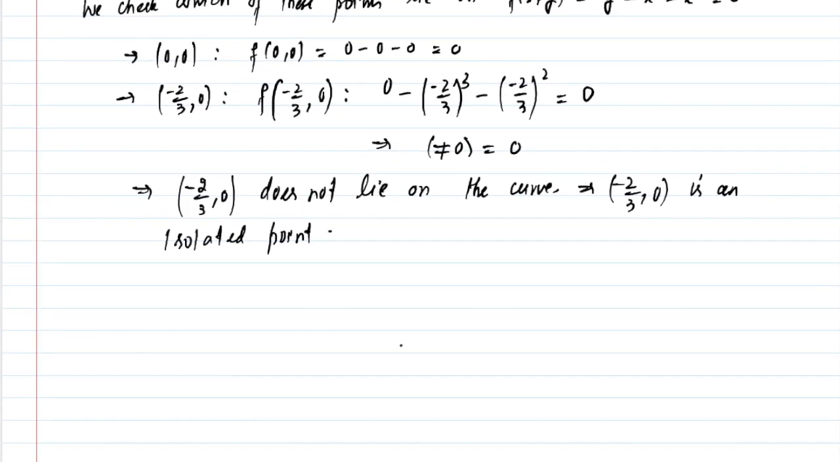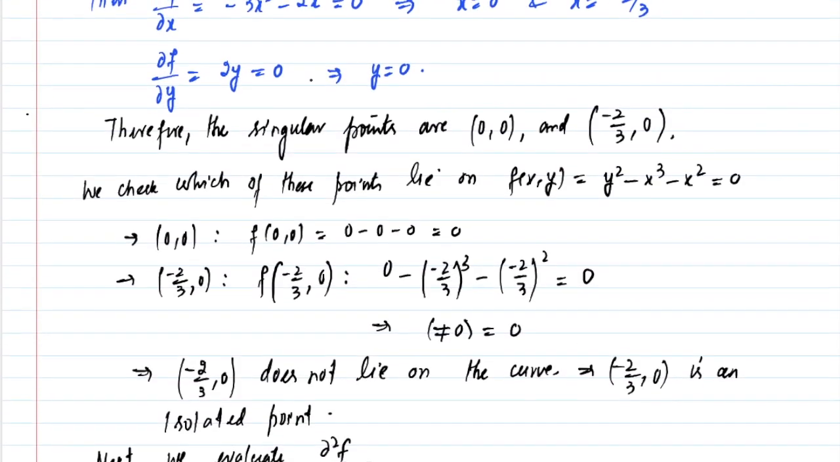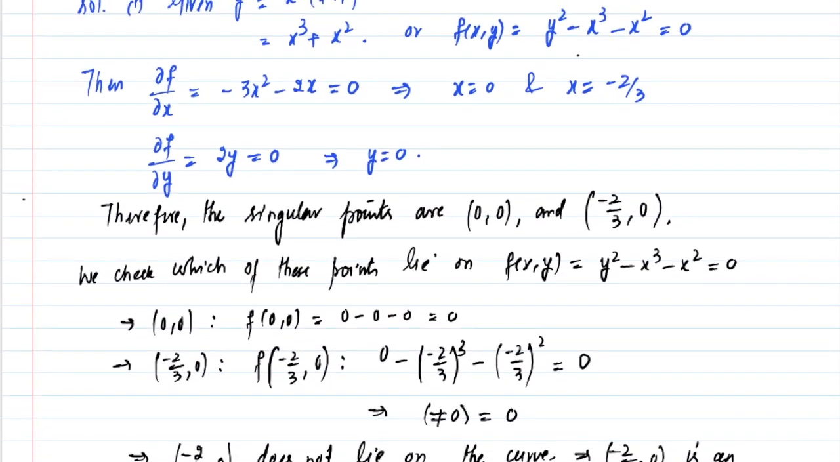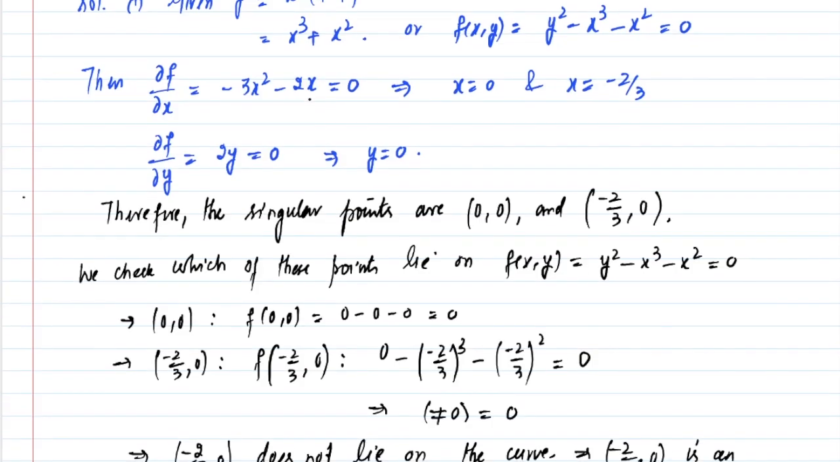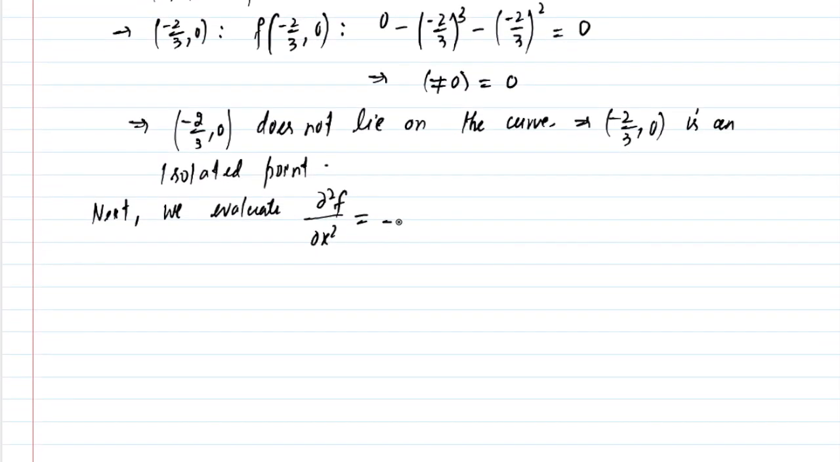Now let's try to evaluate what kind of singular point the point 0, 0 is. Next we evaluate del square f by del x square. We already have del f by del x, which was evaluated to be minus 3x square minus 2x, so its derivative again will be equal to minus 6x minus 2.